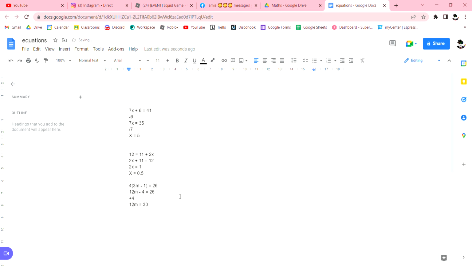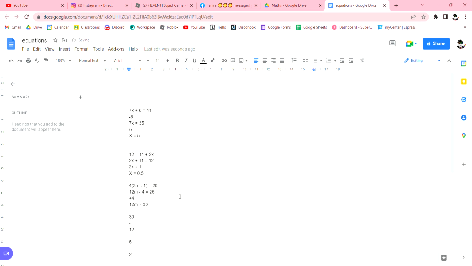When you get a solution like this, it's quite difficult to divide 30 by 12, so what we can do is turn this into a fraction. We get 30 over 12 there. Then we can simplify this: both those numbers are divisible by 6, so we can make it into 5 over 2.